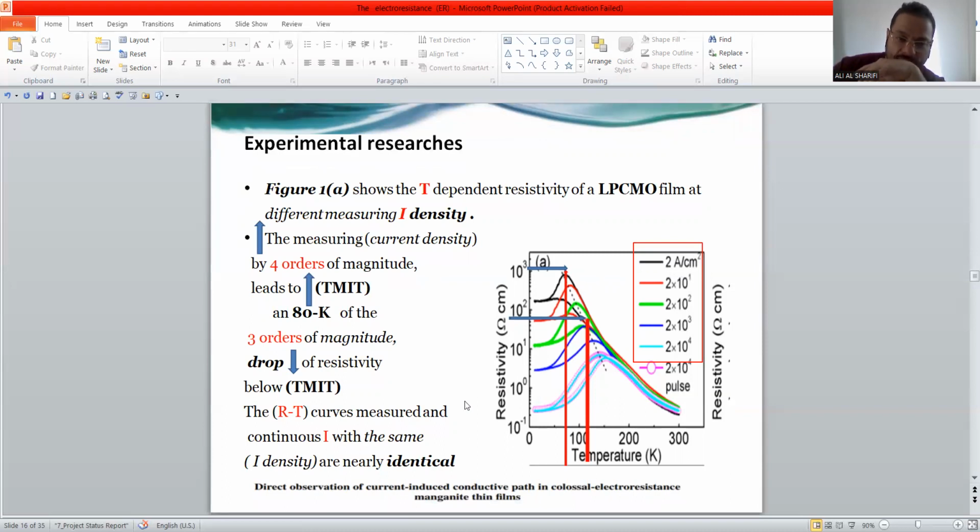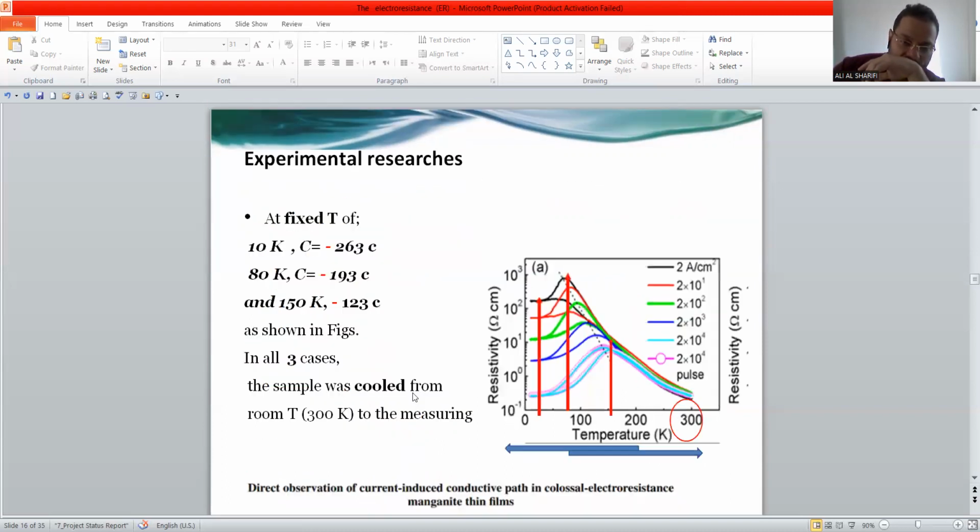Here is the resistance temperature curve. Like I said before, all of these currents are continuous current, but the last one is the pulse. Here, it's more than 150 Kelvin. All the hysteresis phenomena will start to disappear, whether warming or cooling.